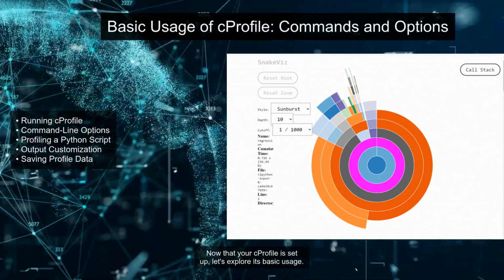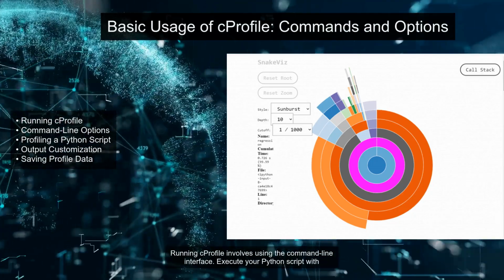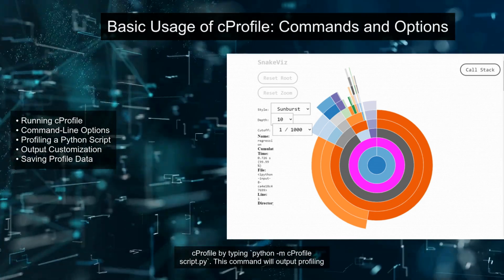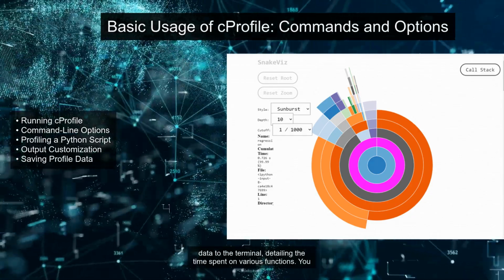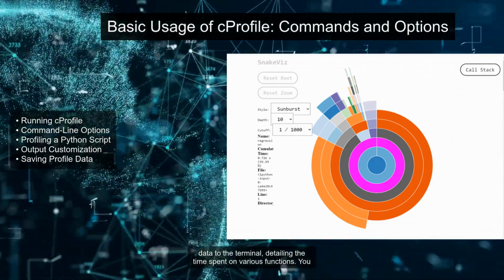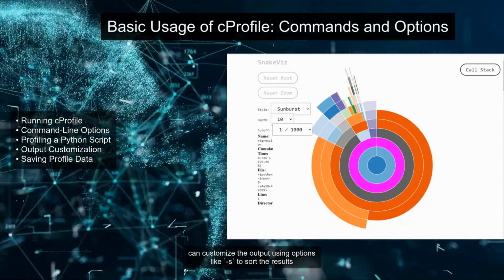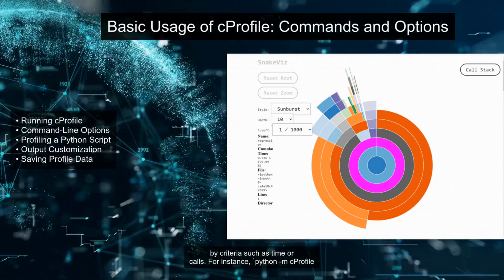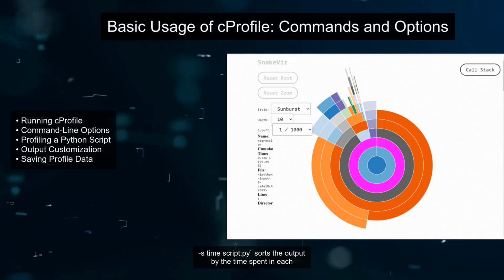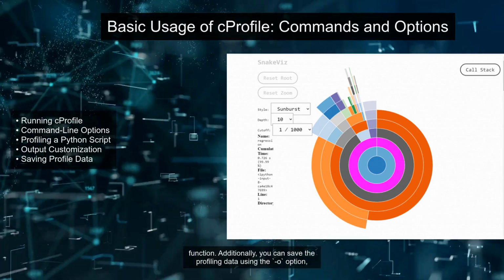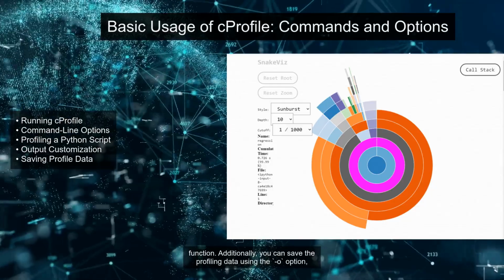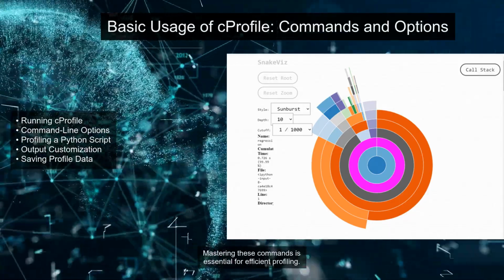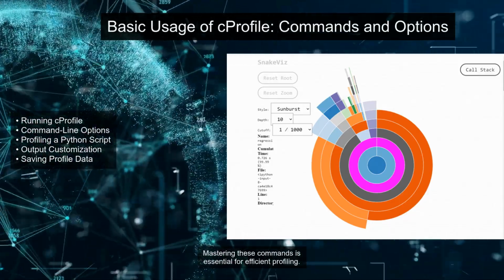Now that cProfile is set up, let's explore its basic usage. Running cProfile involves using the command line interface. Execute your Python script with cProfile by typing python -m cProfile script.py. This command will output profiling data to the terminal, detailing the time spent on various functions. You can customize the output using options like -s to sort the results by criteria such as time or calls. For instance, python -m cProfile -s time script.py sorts the output by the time spent in each function. Additionally, you can save the profiling data using the -o option, allowing you to analyze it later with tools like Stats or SnakeViz. Mastering these commands is essential for efficient profiling.